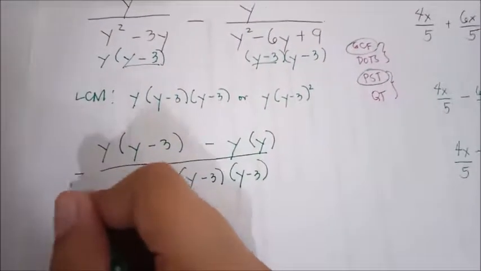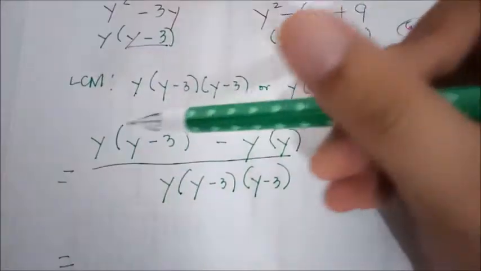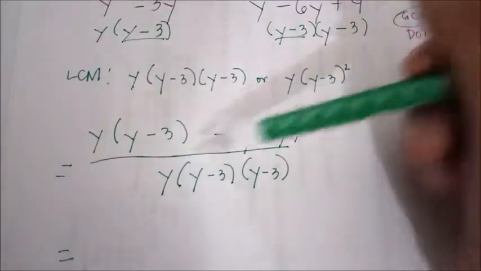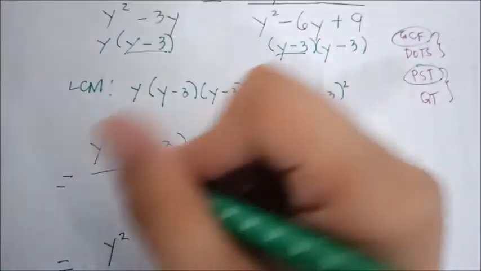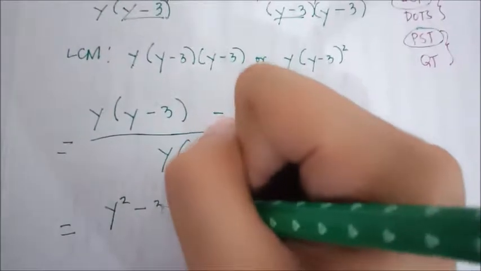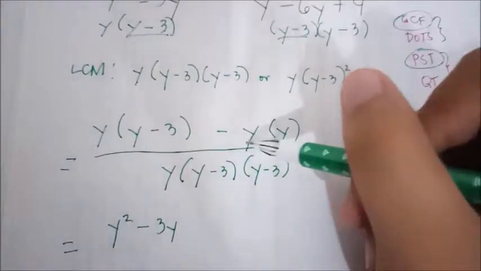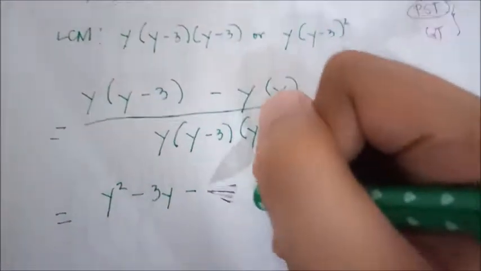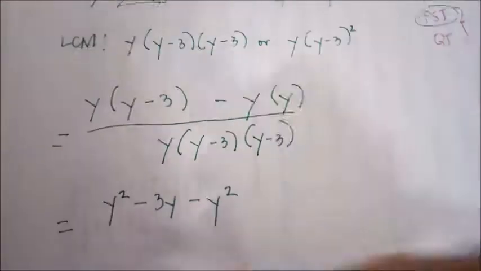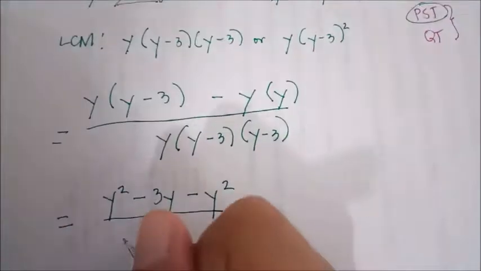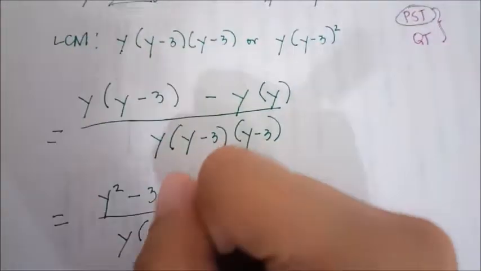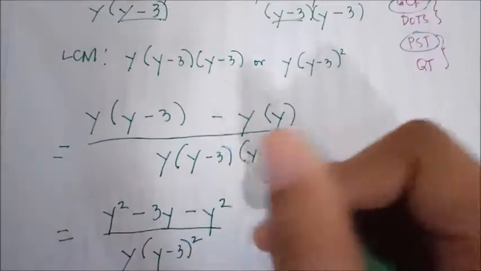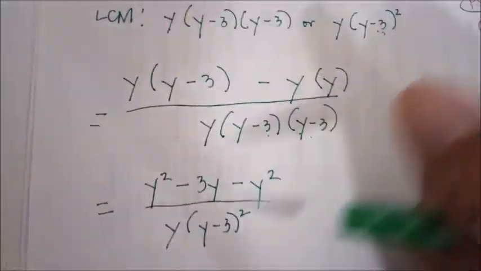Okay, let us now simplify. Distribute the given. Siyempre, mauuna kang mag-multiply bago ka mag-subtract. No? Multiply. y times y is y squared. y times negative 3 is negative 3y. Negative y times y is negative y squared. All over y times, pwedeng paikliin na natin to, ha? y minus 3 squared. Ayun yun, y minus 3 squared.